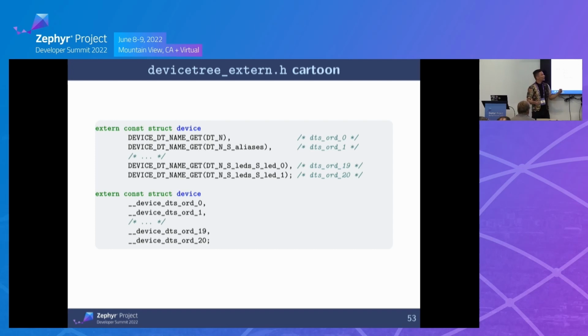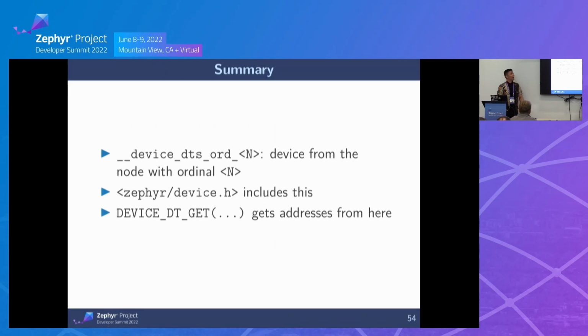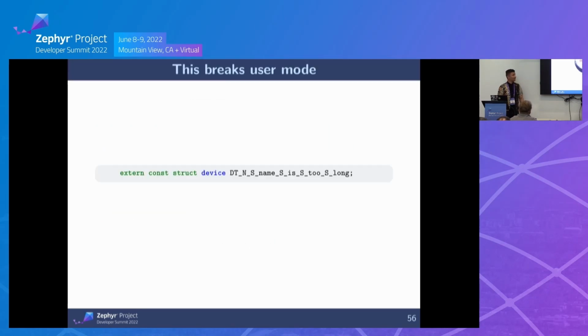Now, you may be wondering why this is necessary. Like, this looks a little complicated. It's a really frequent FAQ. Why do we have these ords? For example, why didn't we just keep the node identifiers in here? I want to talk about why.